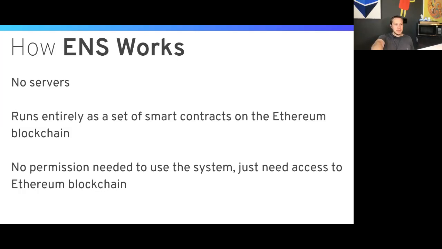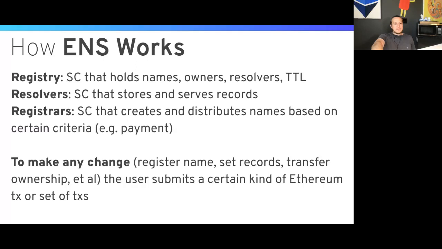There are three main parts to ENS. So there is the registry. The registry is a smart contract that holds the names, the owners of those names, and the resolvers, and also TTL, which we don't really use, but it's technically there. The resolvers are basically, here's where you can find the records for this name.